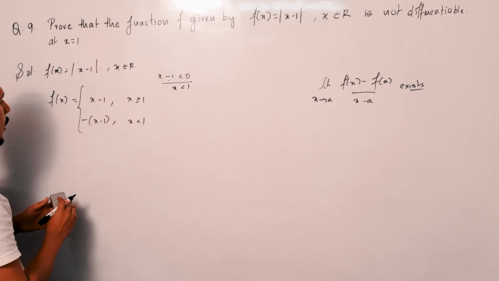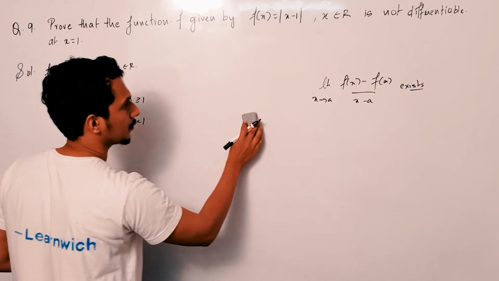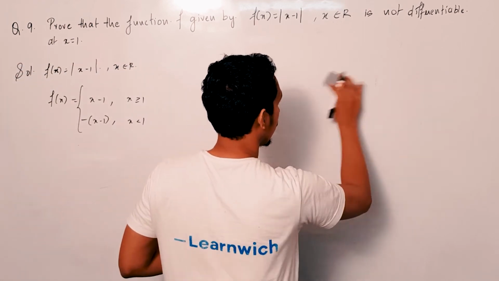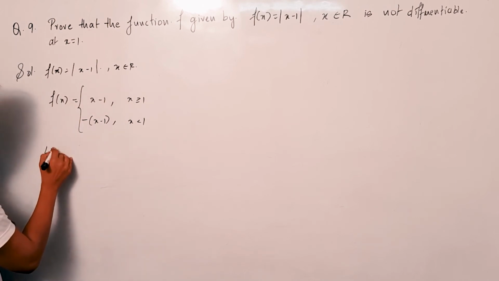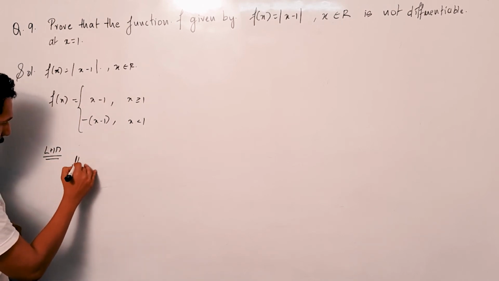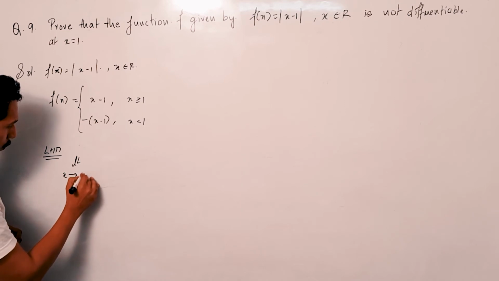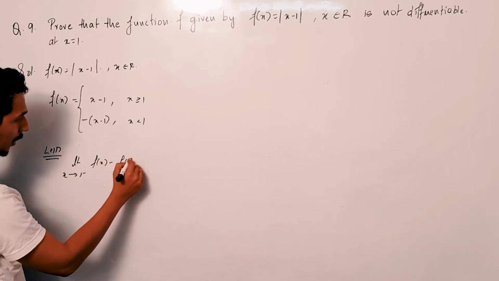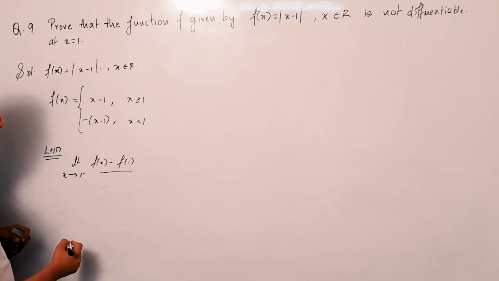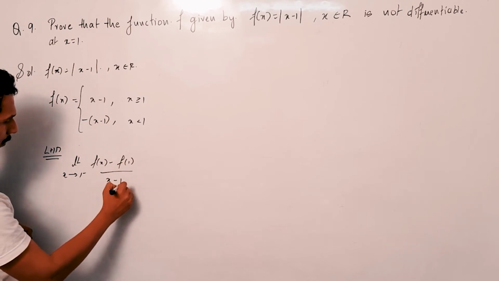Okay, now let's apply limits. The left hand derivative and right hand derivative should be there. So let's apply the left hand derivative. That is, limit x tends to 1 minus, f of x minus f of a, that is f of 1, divided by x minus 1.